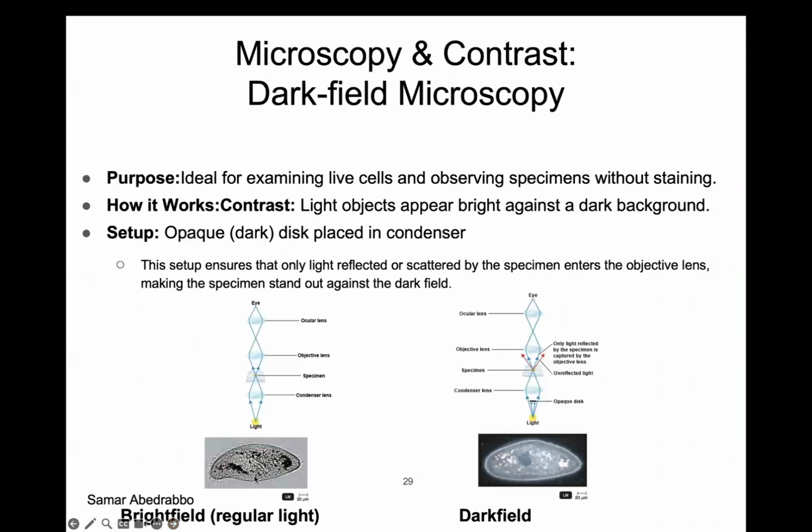Okay, so dark field microscopy, again, I'll have an image of it. It's exactly what I explained. It's great for looking at live cells without staining them. Urine sample. I love that example. Take someone's urine, you do dark field microscopy.